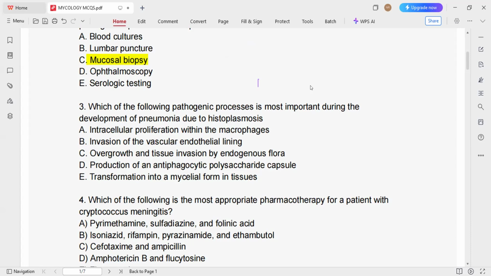Mucormycosis. Okay. I hope you've written that down. Mucormycosis. And the fungi responsible is Rhizopus species. Okay.